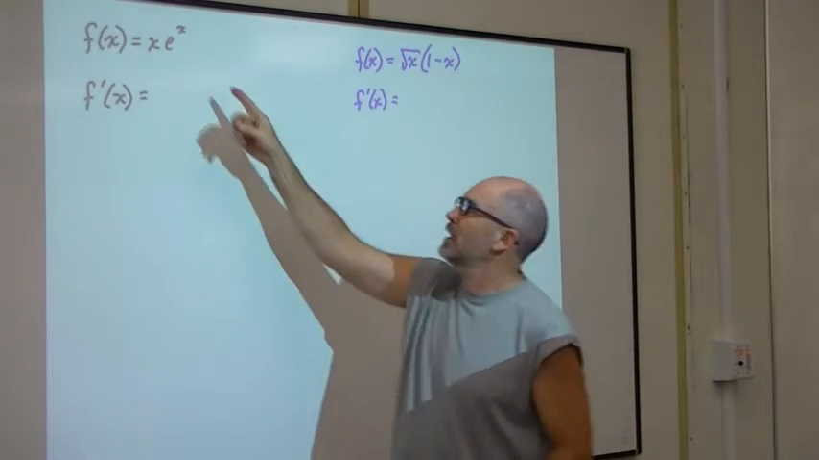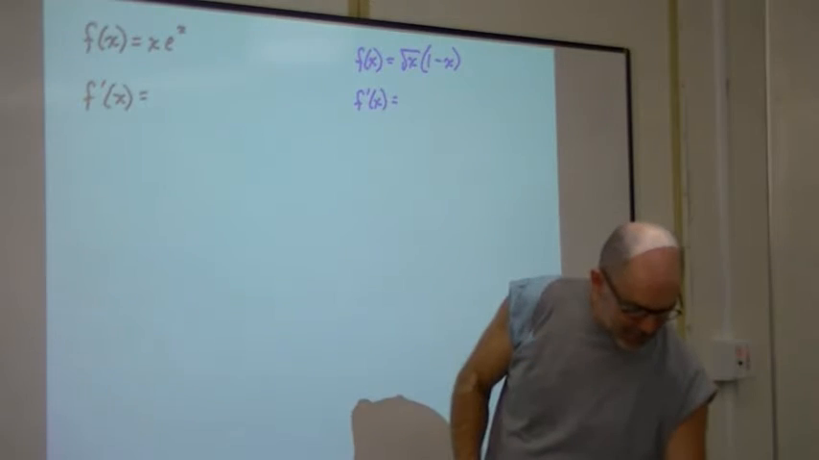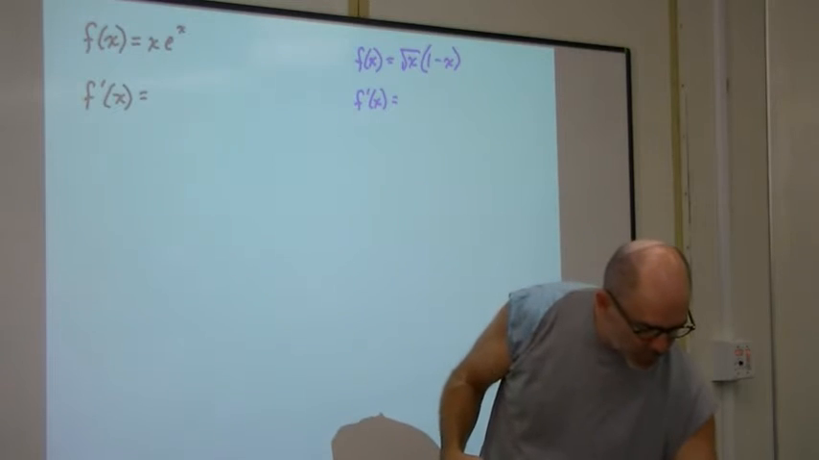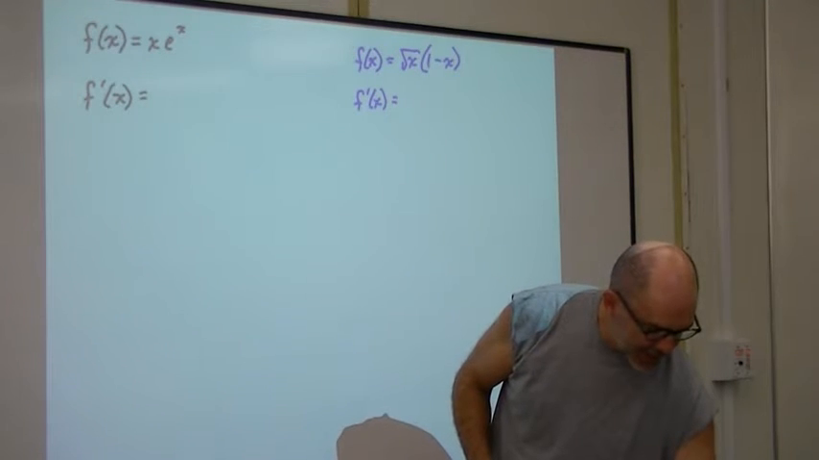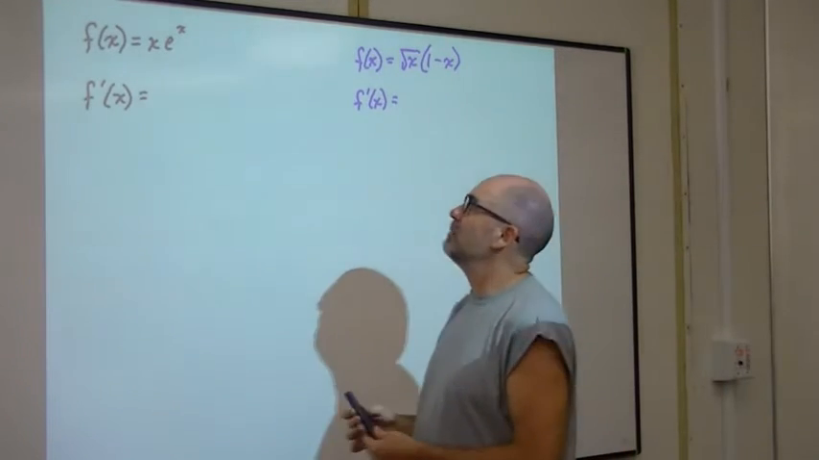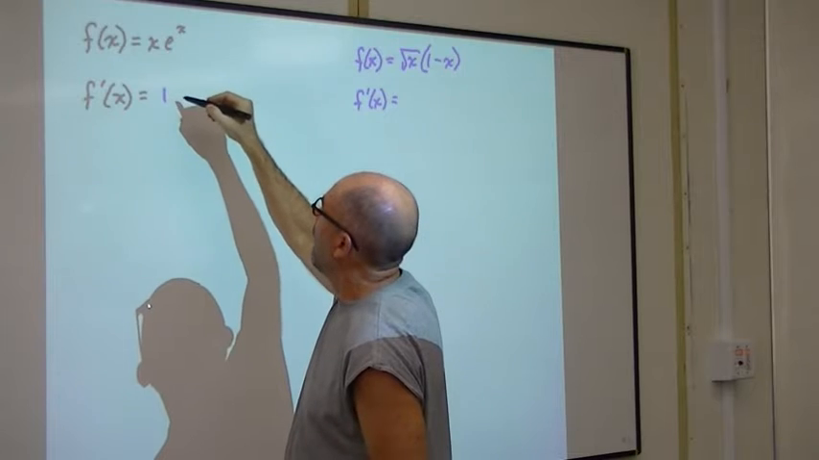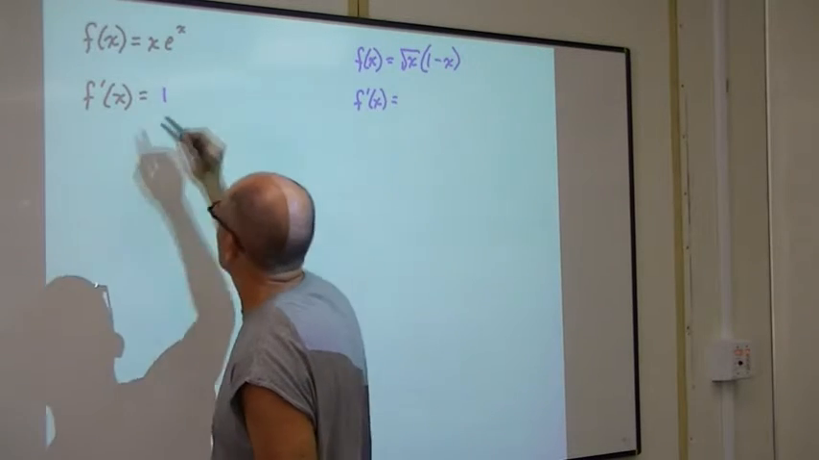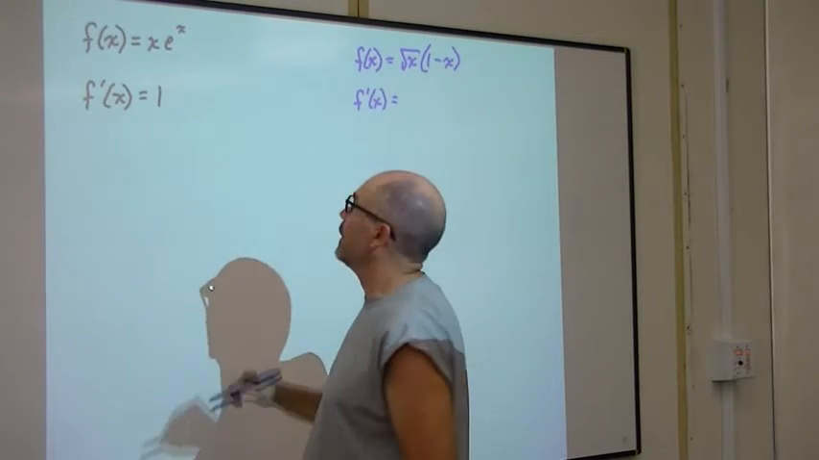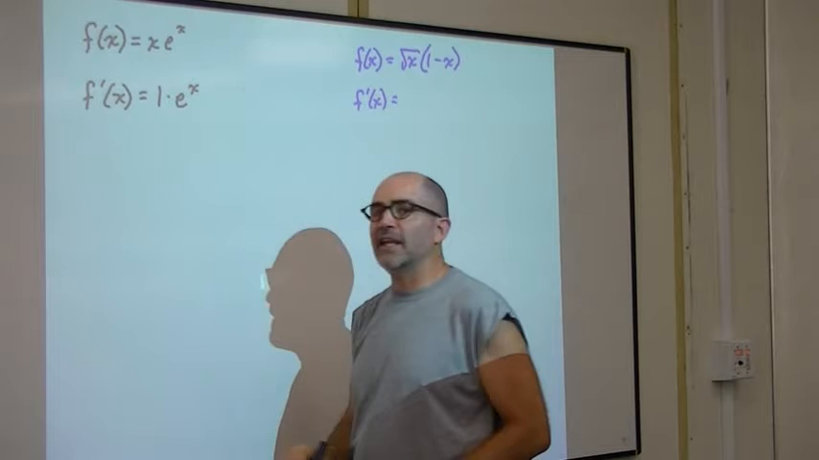Alright, so we have a function, f of x equals x times e to the x. Now we'd like to know what f prime of x is. In other words, we want the derivative of x e to the x. So, let's check that out. Seems to me the derivative of x is 1. And the derivative of e to the x, we all know, is e to the x. So that should be it, right?